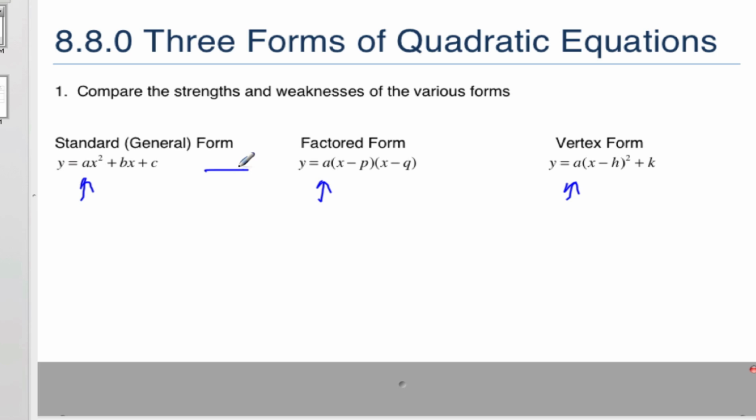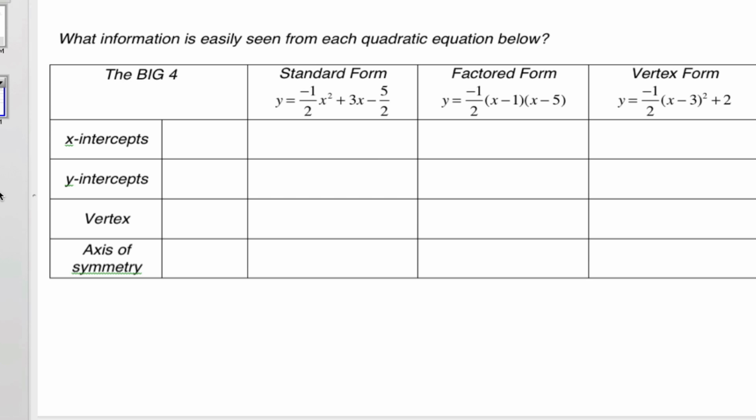Being able to move from form to form is a really helpful thing for you guys to do, which you've played around with a little bit. Okay, so what information is easily seen from each quadratic below? Well, we got the big four, the intercepts, vertex, axis of symmetry.